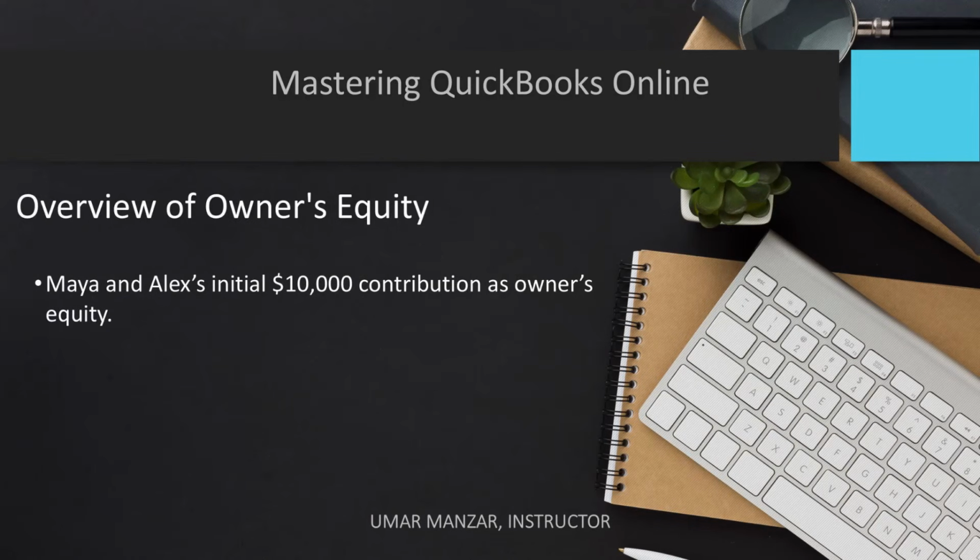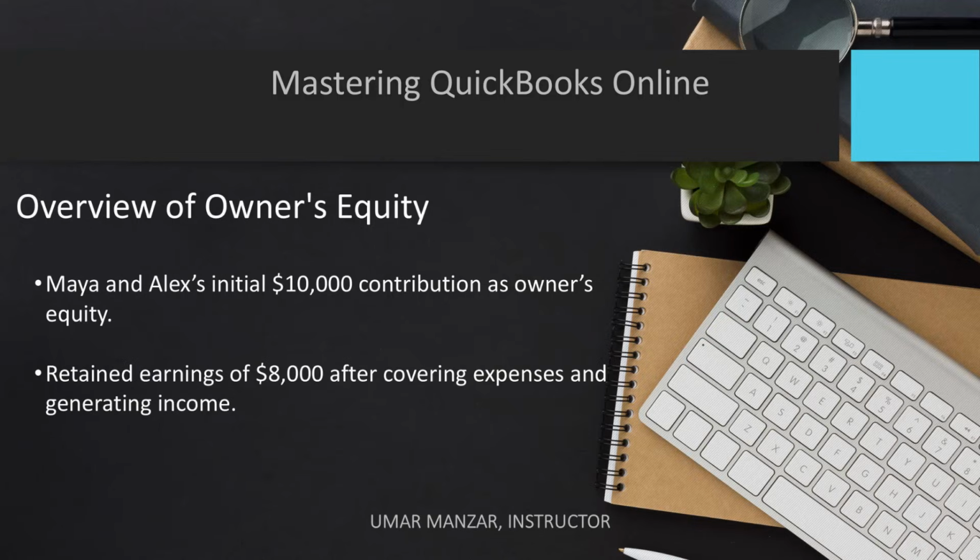Finally, let's talk about owner's equity. As mentioned earlier, Maya and Alex contributed $10,000, which is $5,000 each, from their personal savings to start Flourish Bakeries. After factoring in their income and expenses, the business has retained earnings of $8,000 at the end of 6 months.